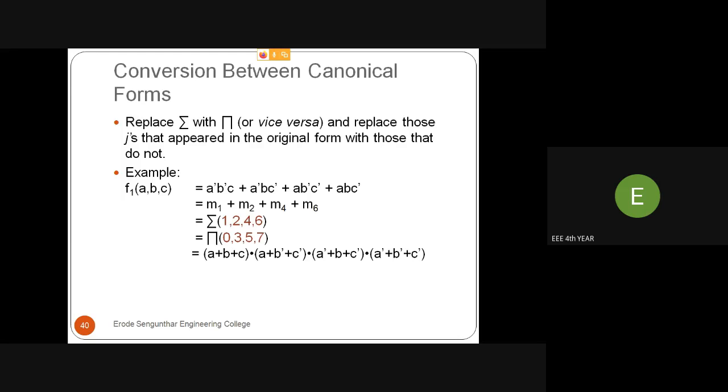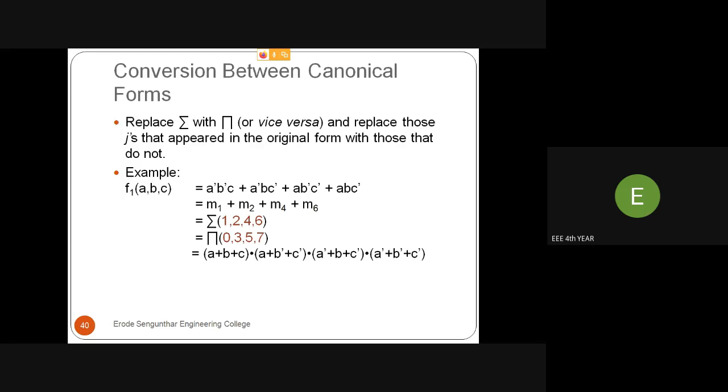Next, conversion between canonical forms. Replace summation with pi or vice versa. Give an example. F1 of a, b, c is equal to the given expression a bar b bar c plus a bar b c bar plus a b bar c bar plus a b c, which are the minterms m1, m2, m4, m7. Suppose you have to convert into standard maxterm form. Summation 1, 2, 4, 6 are minterm values. To convert into maxterm, you put pi of: for 1 you put 0, for 2 you put 3, for 4 you put 5, for 6 you put 7.